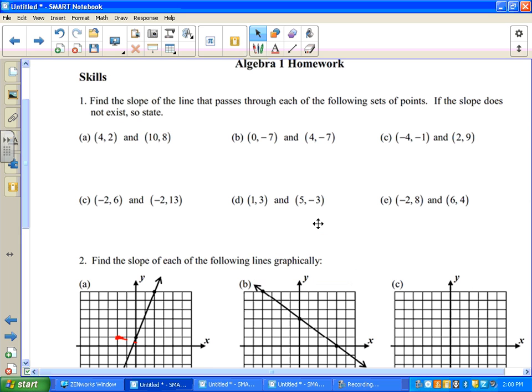Are you ready, ladies and gentlemen? Yes. We're on page 45. Okay? So this is the homework from Wednesday night.